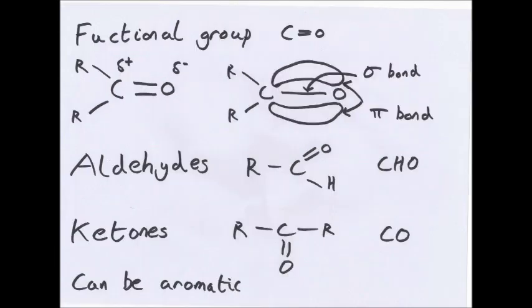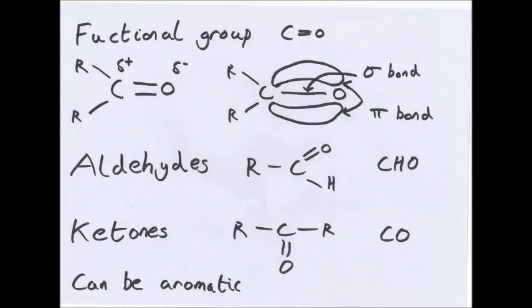These are compounds with the functional group C=O. They occur if you have a carbon atom and an oxygen atom with a double bond. The carbon is slightly positive and the oxygen slightly negative. This is because, if you remember from learning about alkenes in AS, you have a sigma bond and then you have pi bonds, which are overlapping bonds on the top, and that's what causes the double bond.